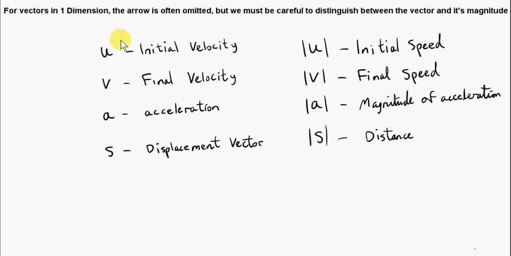Personally, I think removing the arrow leads to a lot of confusion. I think it would have been better to maintain these arrows, and if we just want to talk about, say, the initial speed, we use the letter u without the arrow. But that's not what has been done, so I just want to mention that.